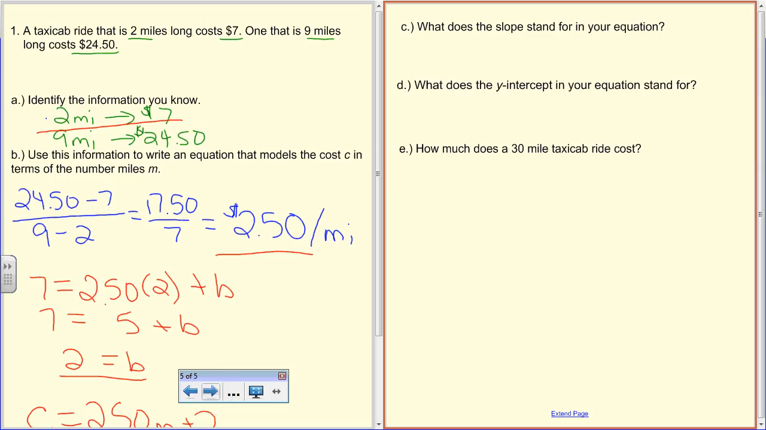Well, I think we have a couple of problems that we want you to answer. What does the slope stand for? Have we already kind of answered that here, guys? What does the 2.50 stand for? How would we put that into words? The cost per mile. Good job. What does the y-intercept stand for? Well, we've talked about that a lot this year already. What does the b value stand for? Ethan? Yep, the starting cost.